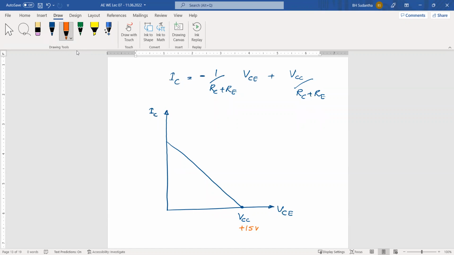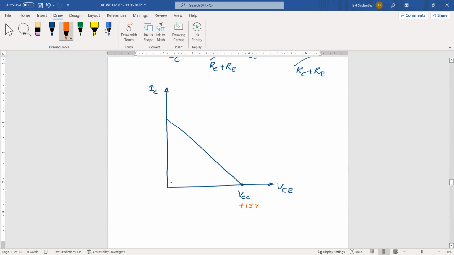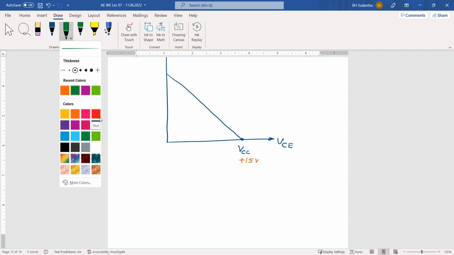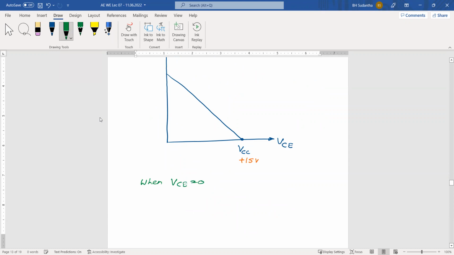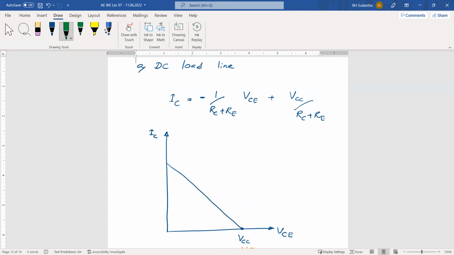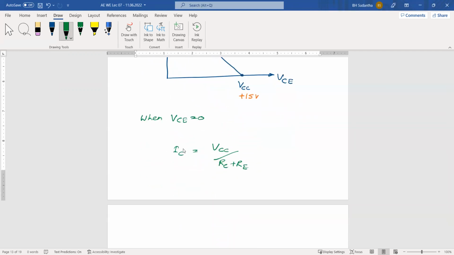The other side, VCE is 0. When VCE is 0, we have IC equals VCC divided by RC plus RE. Okay, and this is the maximum.